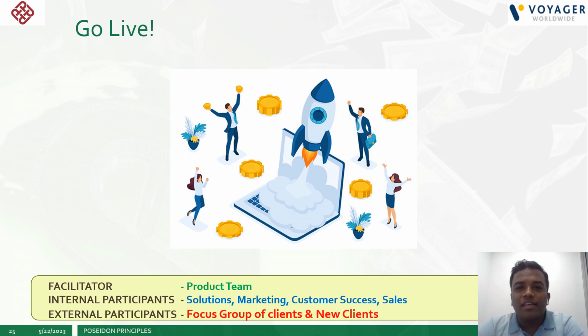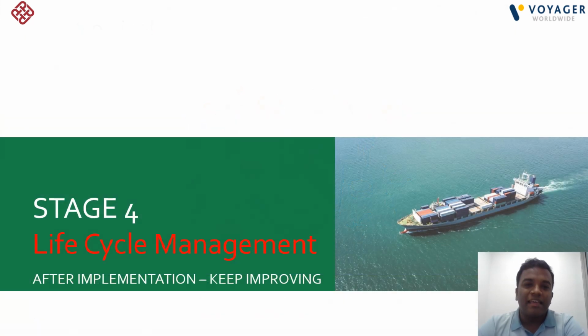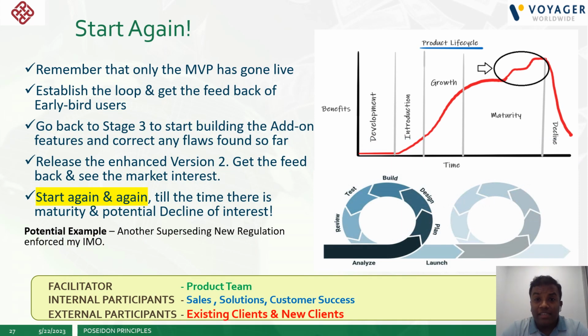After all that hard work, it is time to celebrate when the product is finally released. But these celebrations will not last for long as we move on to stage 4, the life cycle management of the product. Remember that in the last stage we built only a minimum viable product. So now is the time to get the feedback from our customers and go back to stage 3, start building our full featured product along with any improvisations from the feedback that we have received. This process needs to be continued again and again and again till the time there is interest in the market.